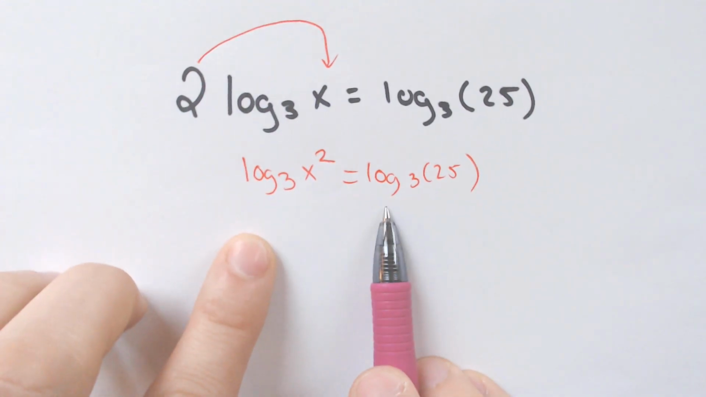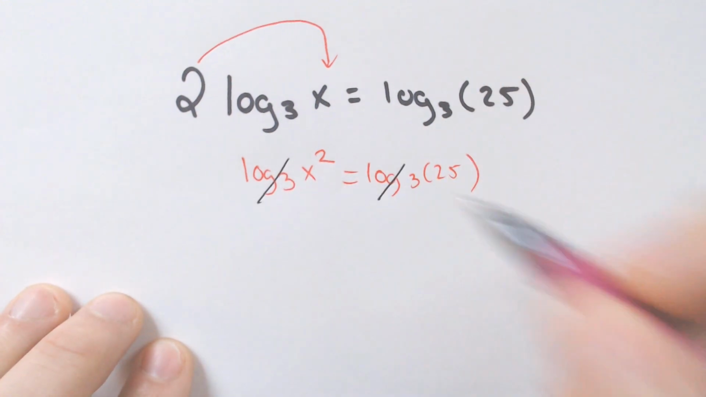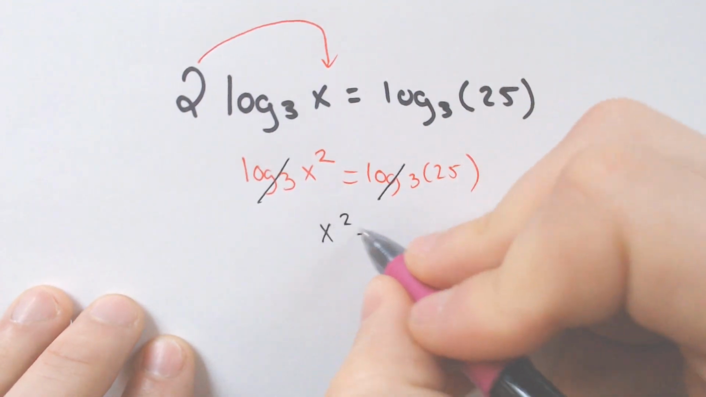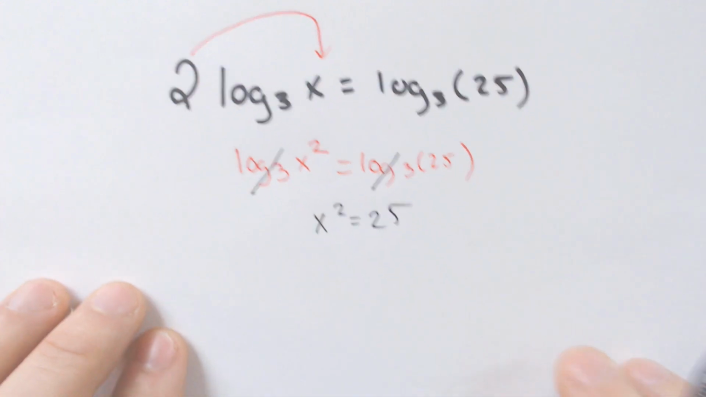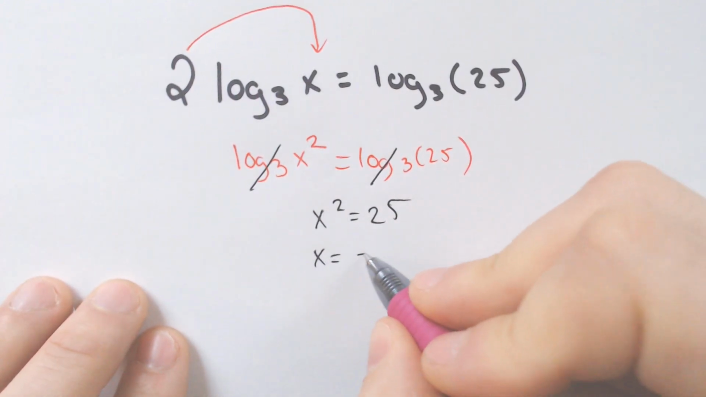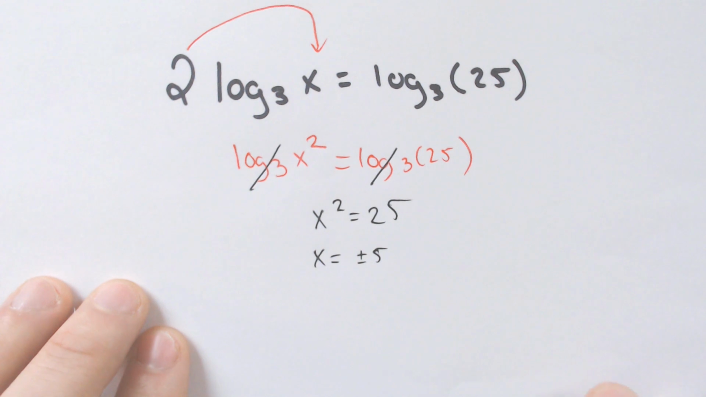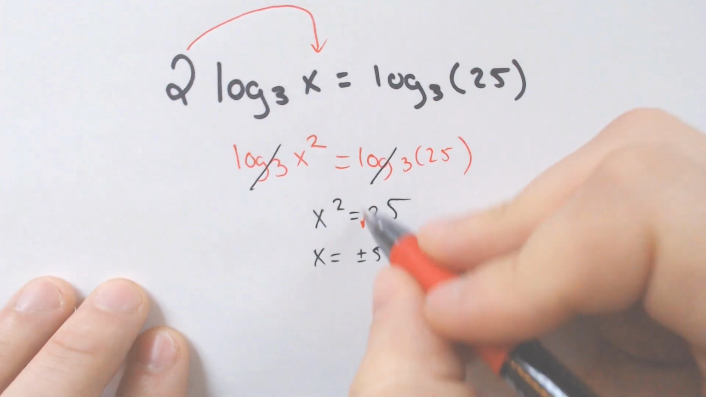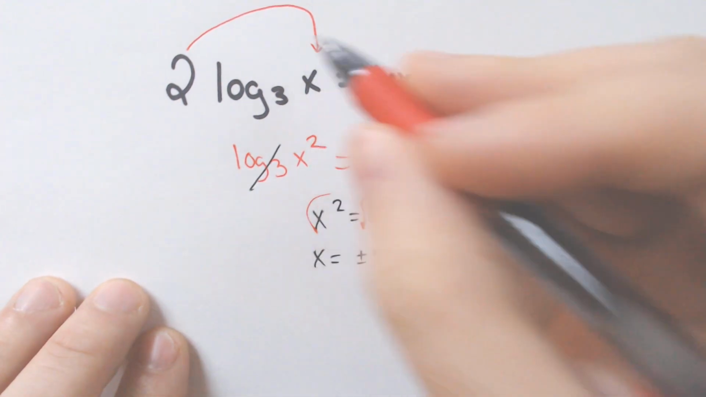Now they're both a single log base 3. Now they can cancel out, leaving us with x squared is equal to 25, which we've already solved. We square root both sides, and we get plus or minus 5 when we square root both sides. So once we get that, we would have to plug back in our answers.